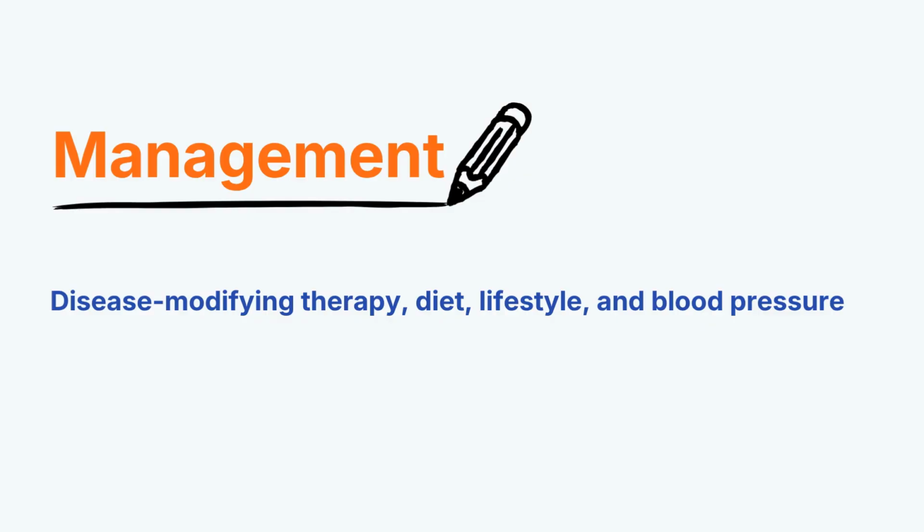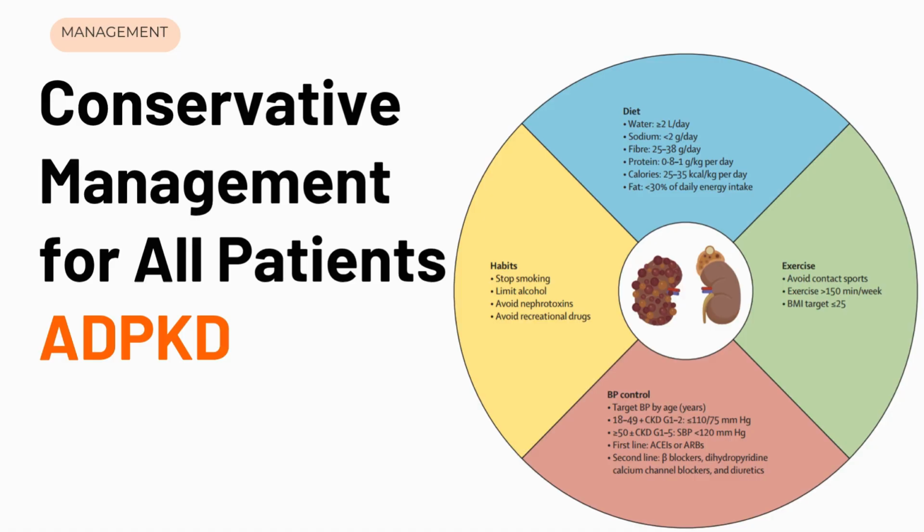Now let's move to management, including diet, lifestyle, and blood pressure as a part of conservative therapy, and also the disease-modifying therapy, and also management of complications like intracranial aneurysm or hemorrhage or cyst infection or polycystic kidney disease. Before we talk about advanced therapies, it's important to remember that conservative management remains the foundation for every patient with ADPKD. These measures are not optional, they are disease-modifying when applied consistently.